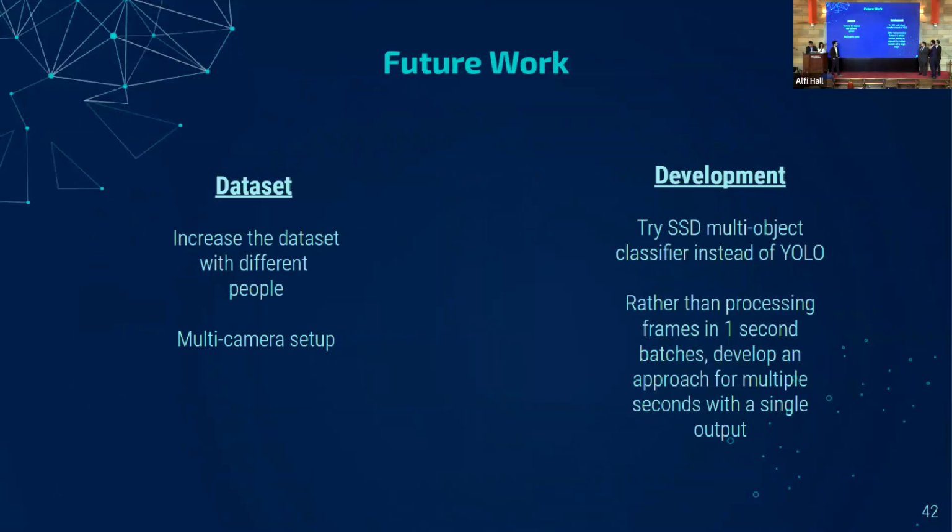We believe our main limitation is the data set, so we need to increase its size with multiple camera setups and various participants. We also need to get real data from schools instead of doing it ourselves. Another limitation is that YOLO is very slow when used on CPU, and sometimes it's limited by the number of people in the frame. So for future versions, we might use SSD multi-object instead of YOLO. One last limitation is that rather than processing frames in 1 second batches, we need to develop an approach for multiple seconds with single output.